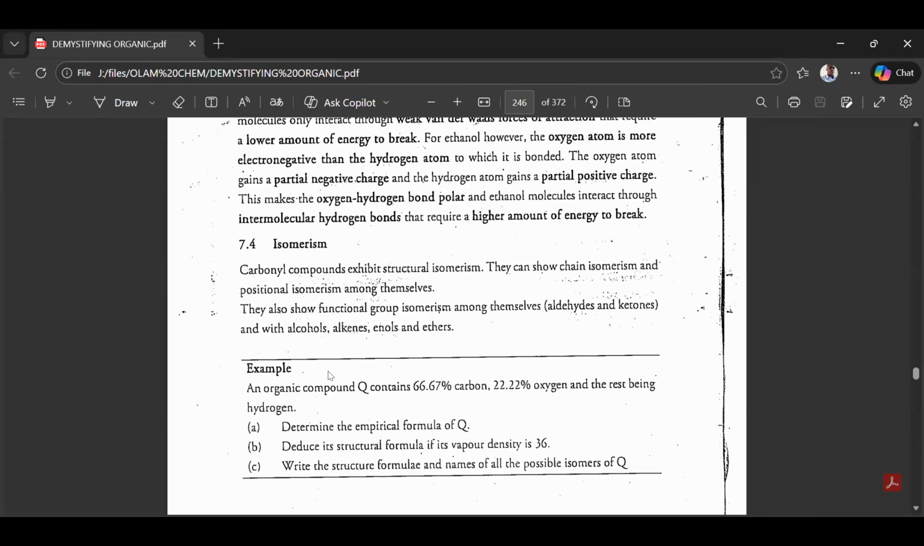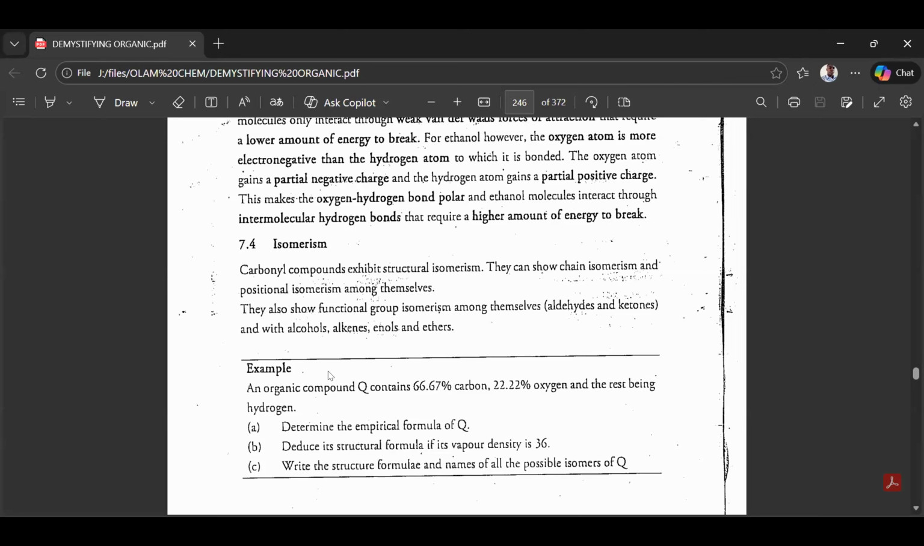When you change the position of the functional group, then what you are having is positional isomerism. When you keep on changing the arrangement of carbon atoms in the chain, that is chain isomerism. When you change the functional group itself, from alcohol, let me say, to ether group, that is functional isomerism. So you know what functional isomerism is, positional isomerism is, and chain isomerism is under structural isomerism.